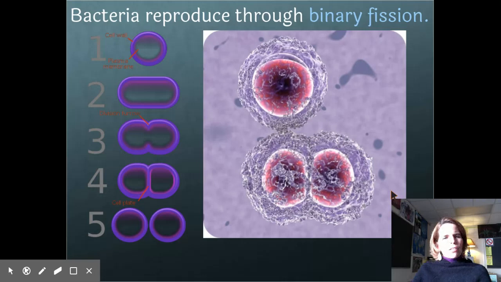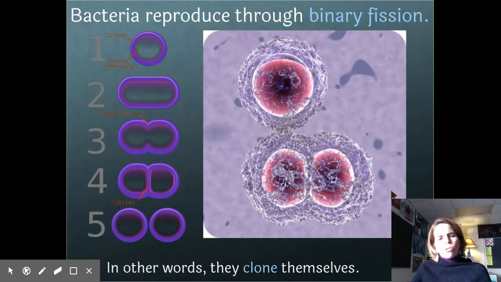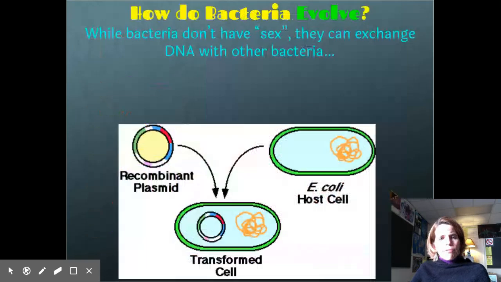So how do bacteria reproduce? Well, they basically reproduce through mitosis. Only for bacteria, we call it binary fission. It's a little bit different because they don't have a nucleus. But the basic idea is that they're cloning themselves. They simply split in half.